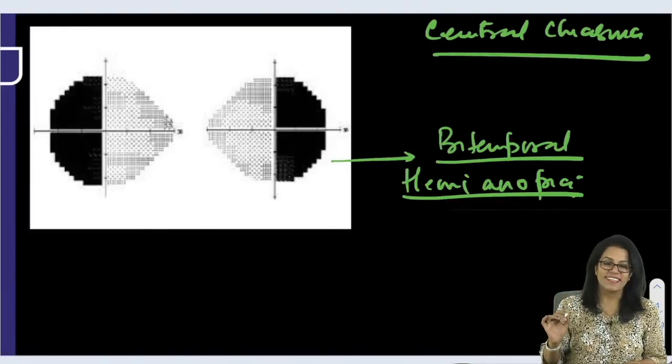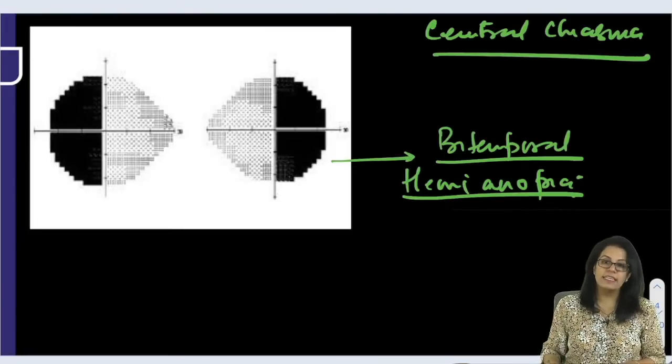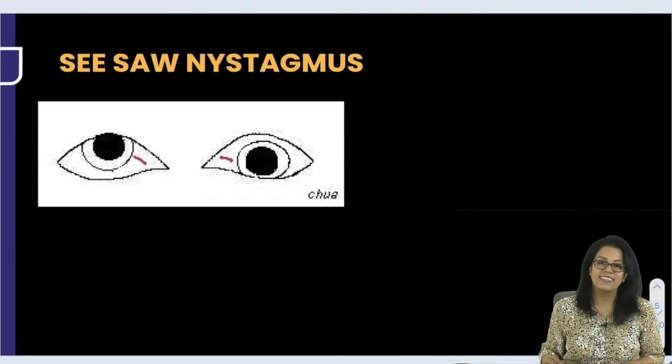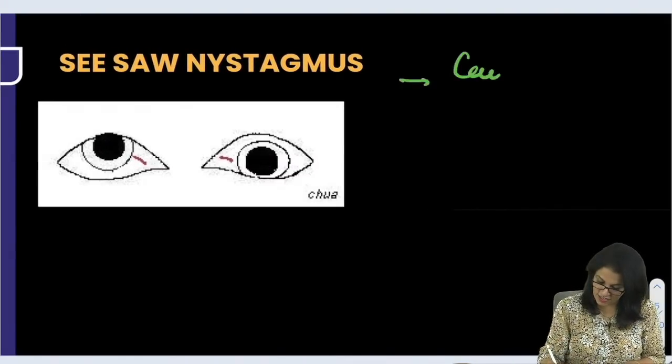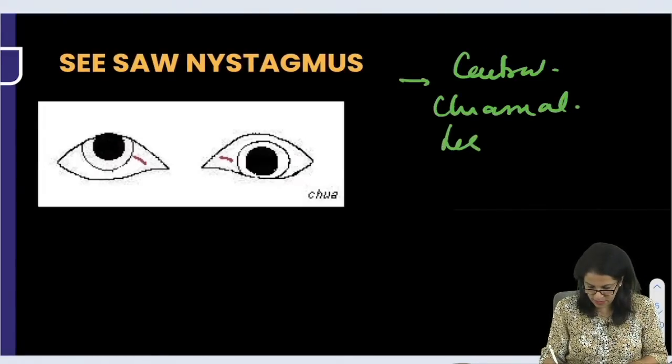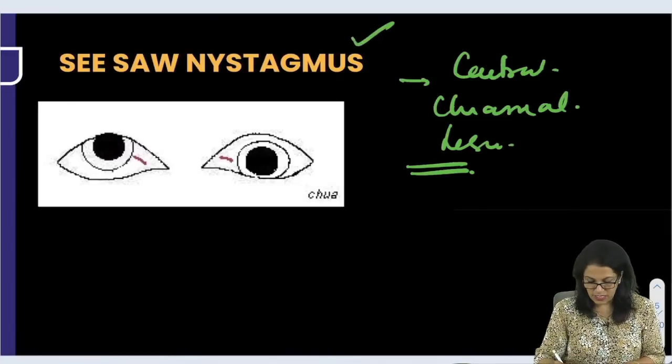We are clear with this. What about if it is an anterior chiasma? What did we discuss earlier? Before that, what is this image? This is again seen in central chiasmal lesions. And what is this? In central chiasmal lesions, this is your seesaw, one eye up, one eye down. So, this is your seesaw nystagmus.